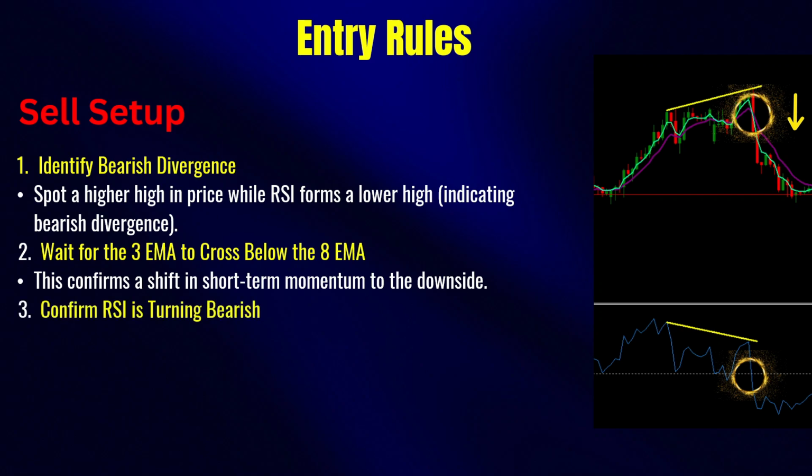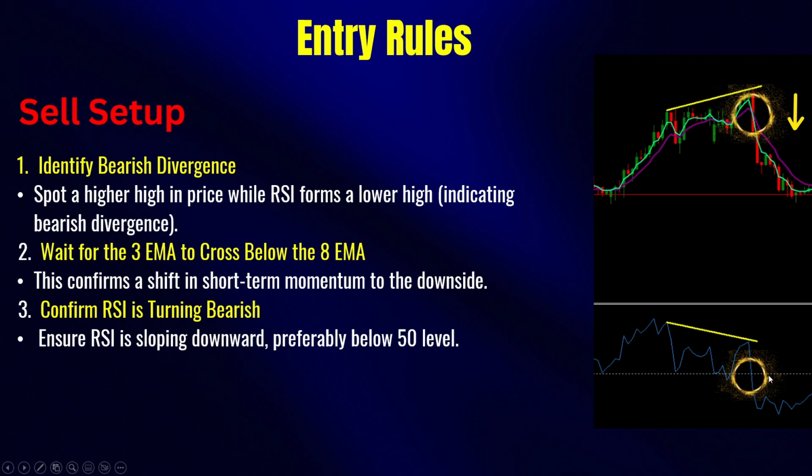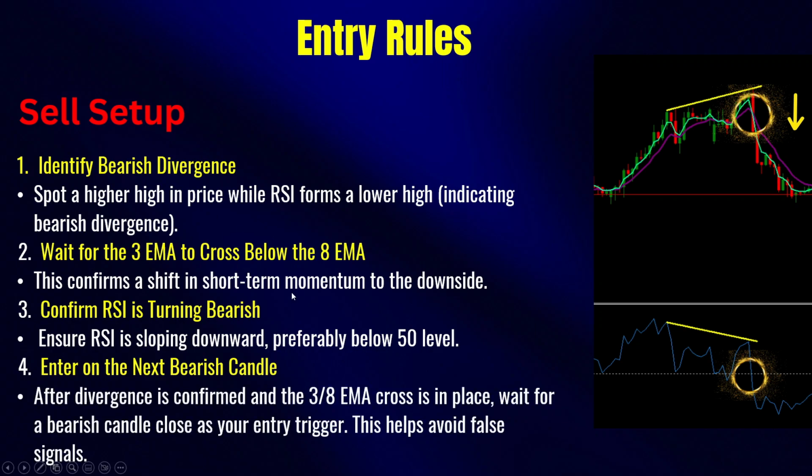Next, confirm RSI is turning bearish. So I always take the signal when RSI is crossing below 50, which it did when this candle was formed. Next step was to enter on the next bearish candle. So in this case, that candle, I have it in a circle. When this candle was formed, EMAs were crossed, and RSI was crossing below 50.